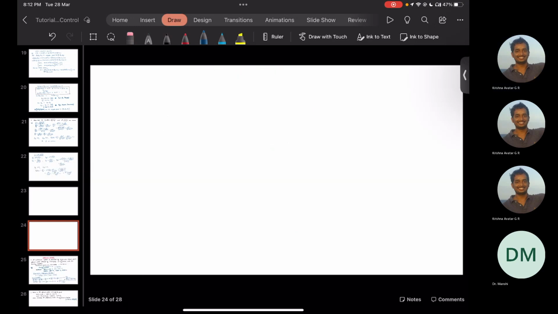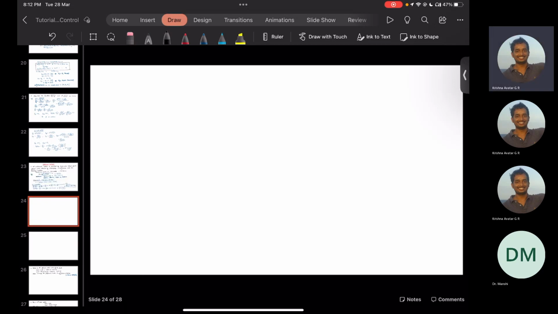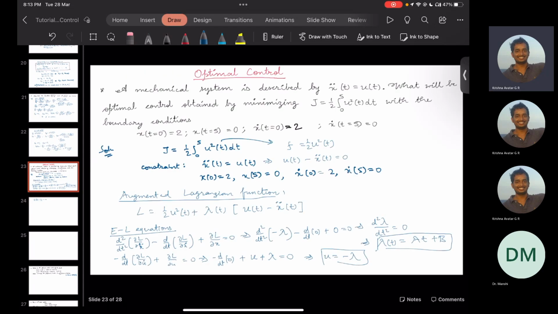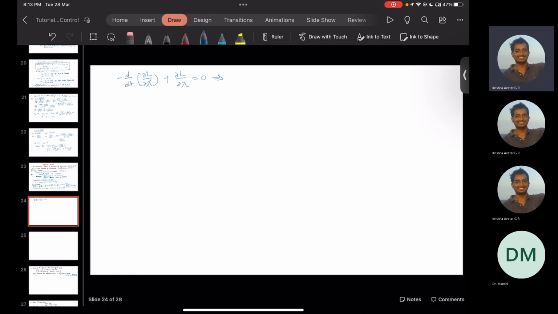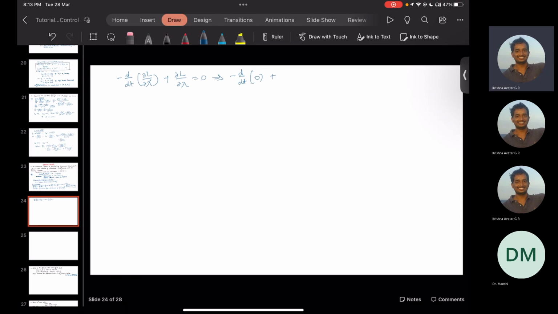Now we also need to solve the third Euler-Lagrange equation, which is minus d by dt of partial L by partial lambda dot, plus partial L by partial lambda is equal to 0. You clearly see that there is no term with lambda dot. So this implies minus d by dt of 0 plus, the lambda term is u minus x double dot, is equal to 0. And this is nothing but our plant equation, x double dot.